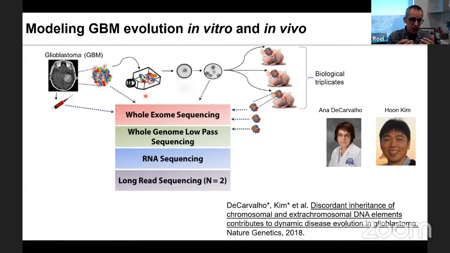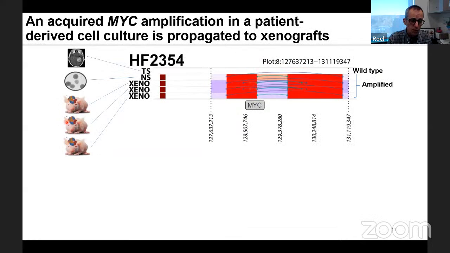They would then expand the cells and collect them after a period of time and send them to us for sequencing. We would then do sequencing of the glioblastoma tumor, the neurosphere cell culture derived from the tumor, and the xenografts derived from the cell culture. The sequencing included exome, whole genome, and RNA sequencing, and even some long-read sequencing. That was a very fruitful collaboration that ultimately culminated in a publication in 2018. One of the things we observed by studying these sets of tumors was the propagation of somatic alterations as cells were cultured and as cells were xenografted.